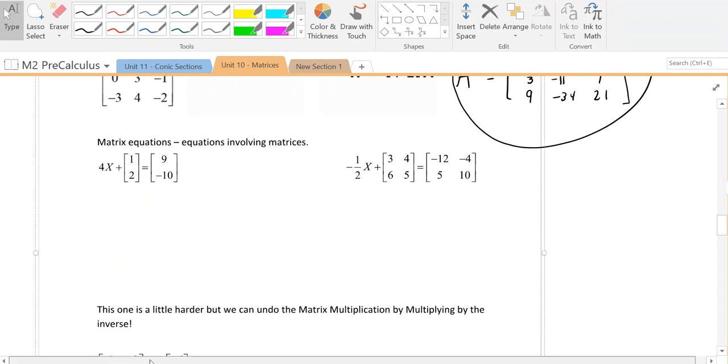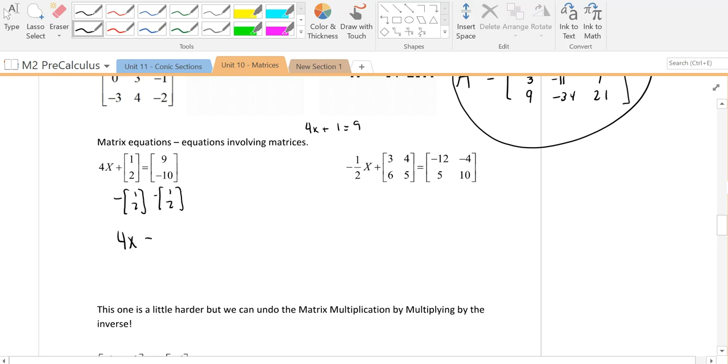Matrix equations are equations involving matrices. So I have this equation here, 4x plus a matrix of 1, 2 is equal to another matrix. Now, if I had instead an equation that was 4x plus 1 is equal to 9, the first thing you do is subtract the 1, and then you divide by 4, right? I'm going to do something very similar here. I'm going to subtract this 1, 2 matrix.